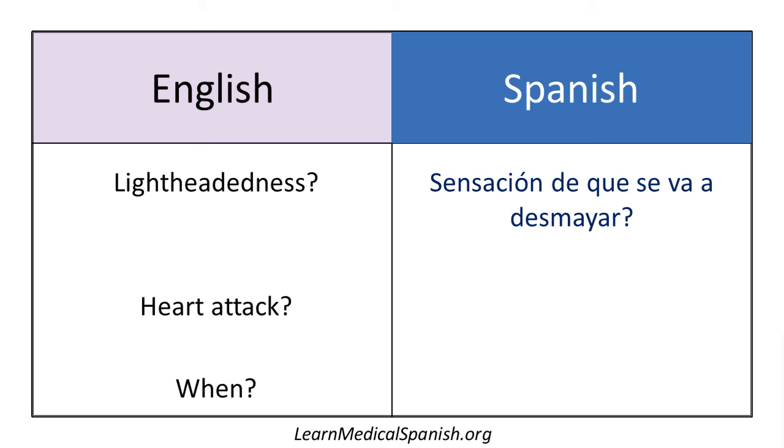So admittedly, that's kind of unnecessarily long, but this is getting into the specificity of what kind of dizziness somebody is having. You could just say mareos, which means dizziness, but just like in English, the word dizzy is really ambiguous, so you don't necessarily know what it means. So if you want to specifically ask if they feel like they're going to pass out, that's what this question is for. Do you feel like you're going to pass out? Or did you, or whatever. Sensación de que se va a desmayar, because desmayarse is the reflexive verb that means to pass out.